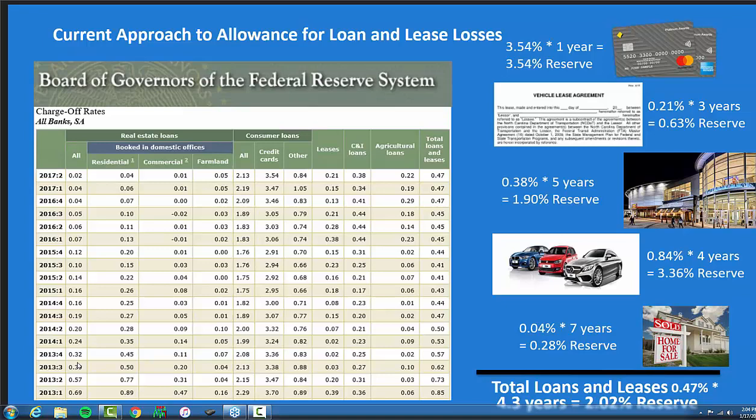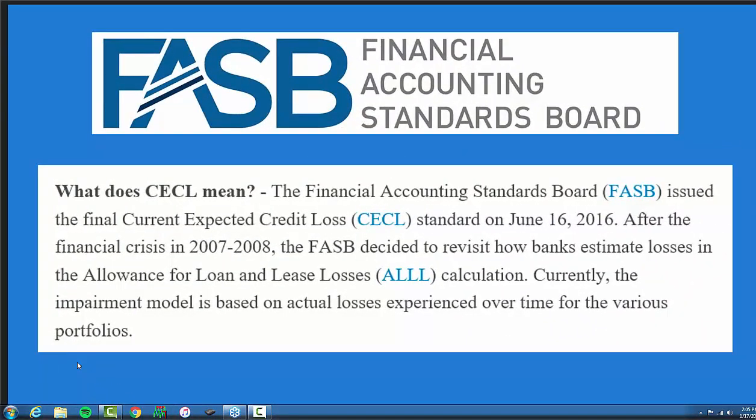So if we look down at the very bottom, mortgages, we're having a 4 basis point charge-off. Annually, we're charging off 4 basis points of the mortgage portfolio. Pretty strong right now. So we expect to have those mortgages on the books around 7 years. So 4 basis points times 7 years is a reserve of 0.28%.